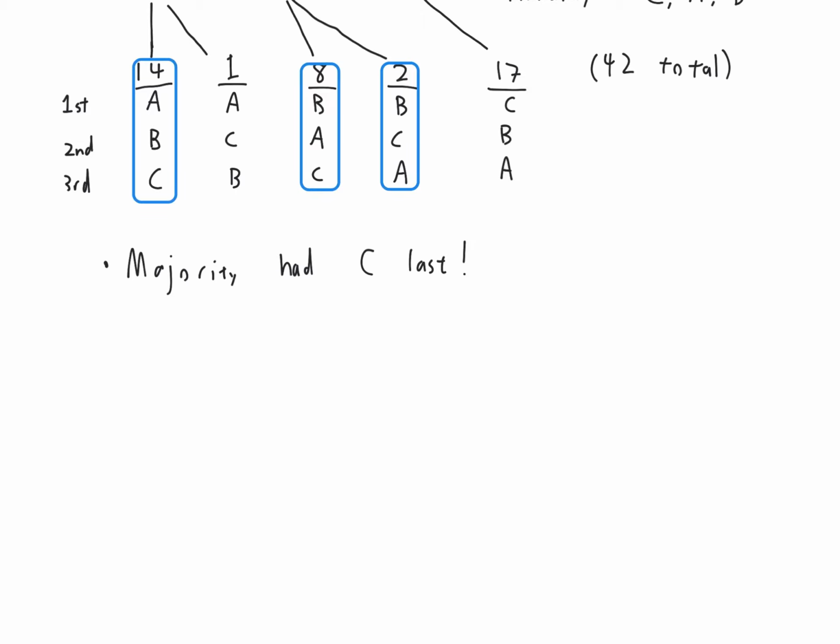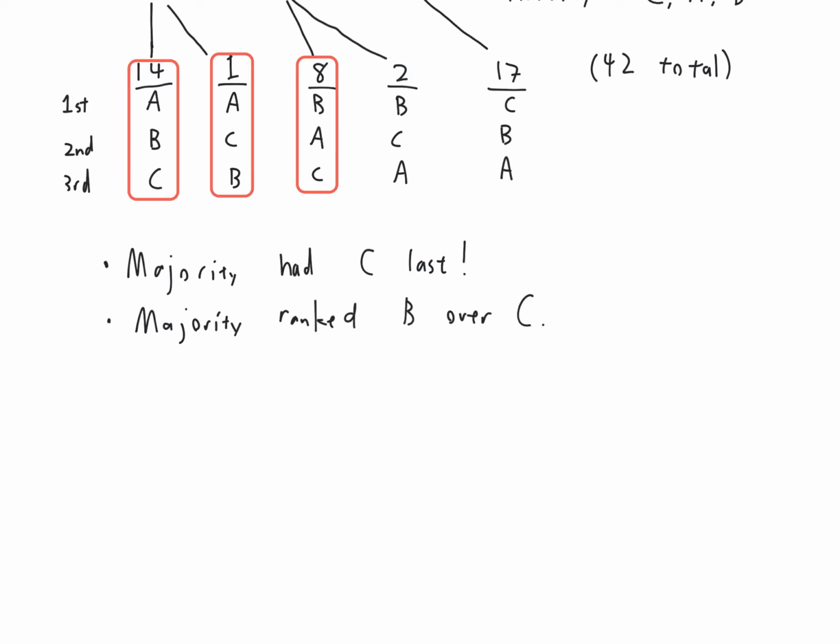Another way that we might look at this is to look at the columns highlighted in blue. These are columns where B is ranked above C. And we can see that 24, a majority of voters, ranked B above C. Similarly, looking at the columns highlighted in red, we can see that a majority of voters ranked A above C as well.